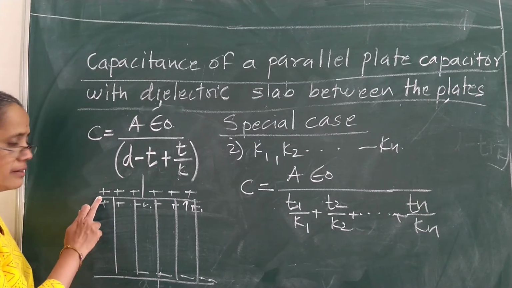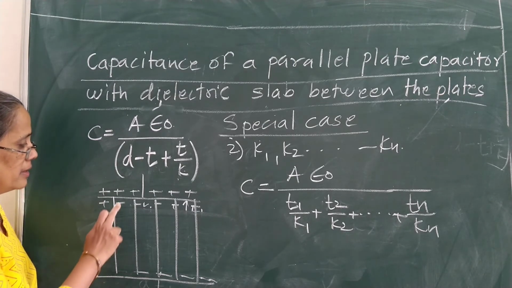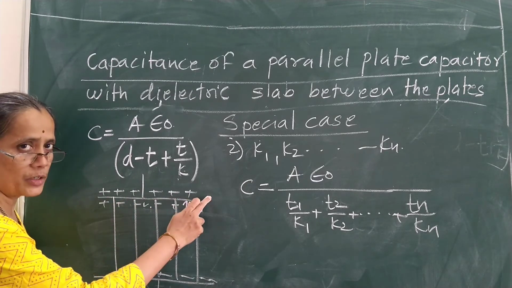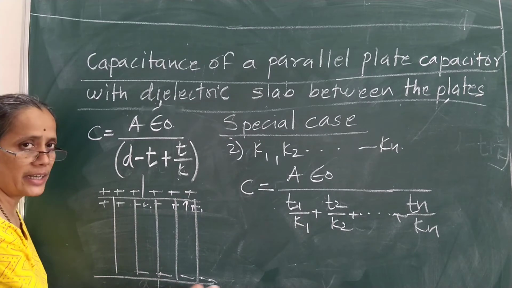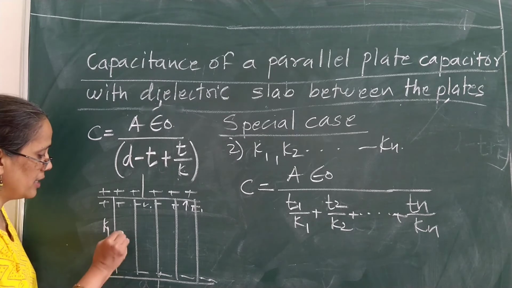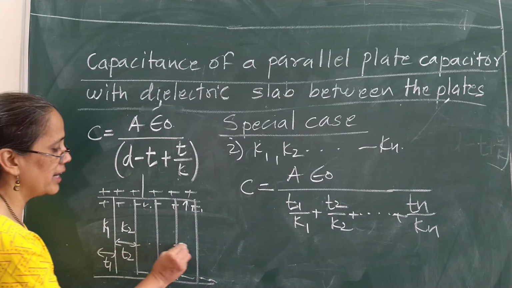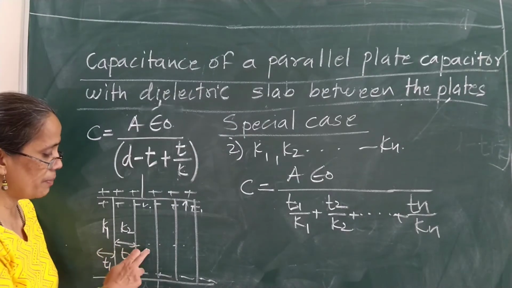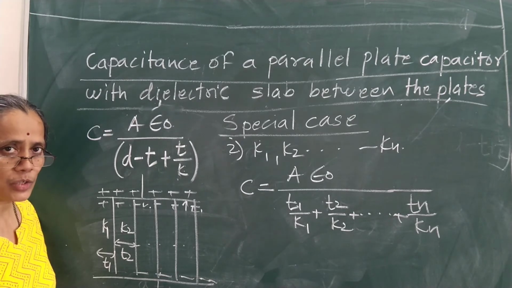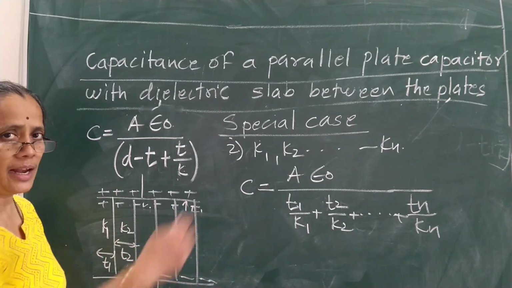So here is a capacitor, first plate, second plate. Here is again first plate, second plate. Means all positive plates are connected together, all negative plates are connected together. So I can say this is dielectric K1 of thickness T1. This is dielectric K2 of thickness T2, like that. But such capacitors are connected in parallel. And you know that in parallel combination, what happens? Your Cp is equal to C1 plus C2 plus C3 up till Cn.